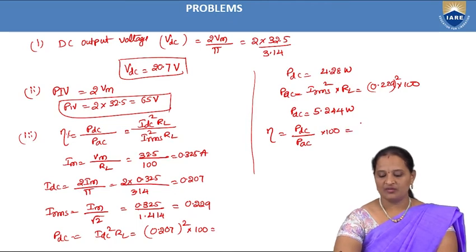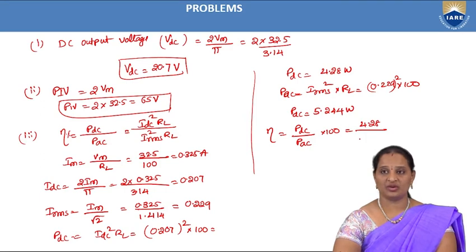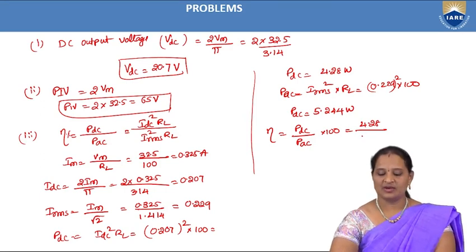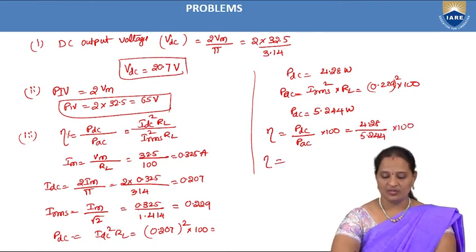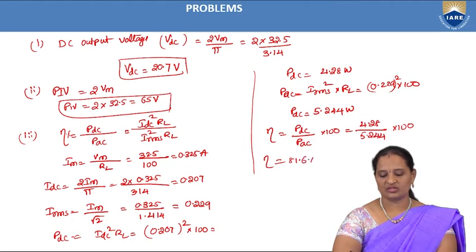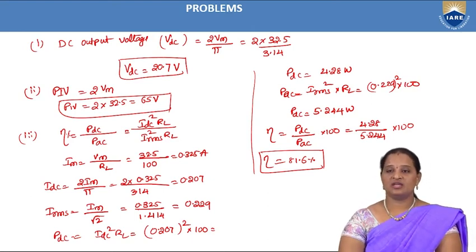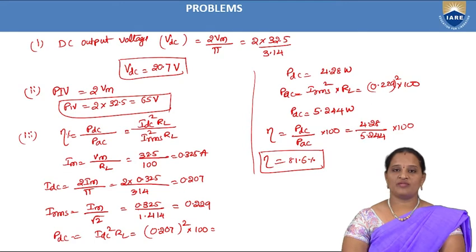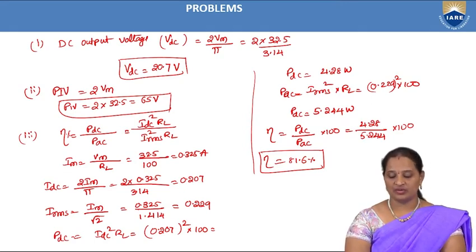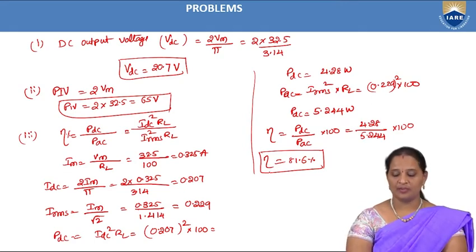So what is that? We have calculated PDC as 4.28 and PAC is 5.244, into 100. If you evaluate this value, the efficiency will be approximately equal to 81.6%. So already we know that the theoretical value of efficiency of a full wave rectifier is 81.2, so it is approximately equal. That means the problem which we have done is correct.